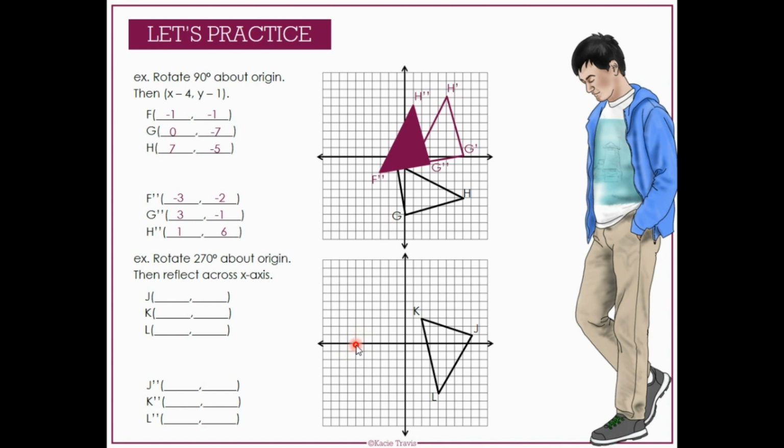180 would bring somewhere around here. 270 should be somewhere here. So we are going to rotate it all the way around to here, and then reflect over the x-axis. So first off, let's note our points for our three corners. We got J at 8, 1, K at 2, 3, and L at 4, -6.